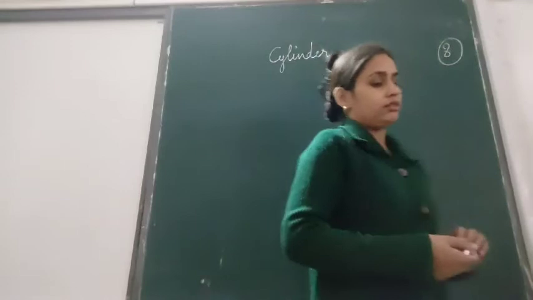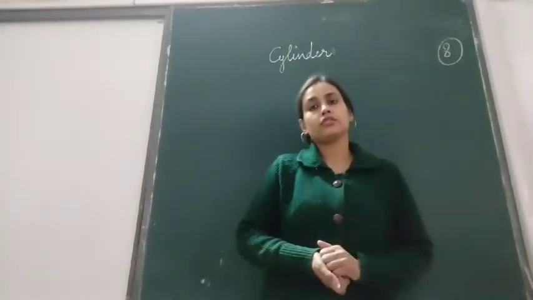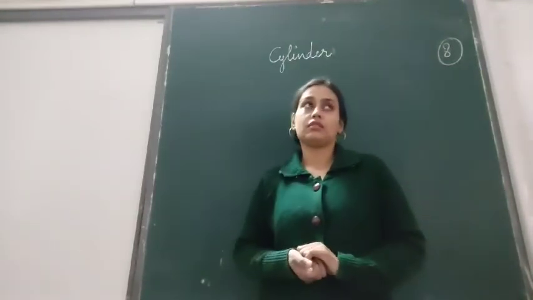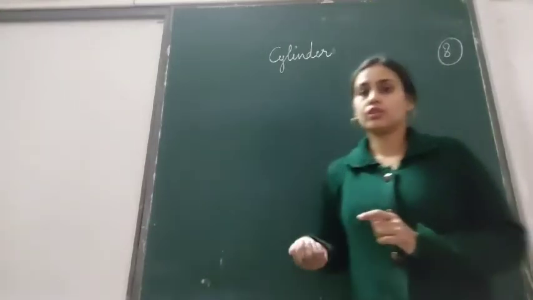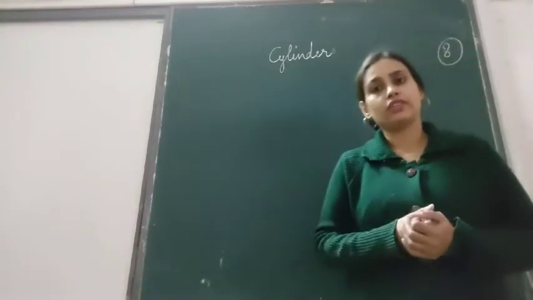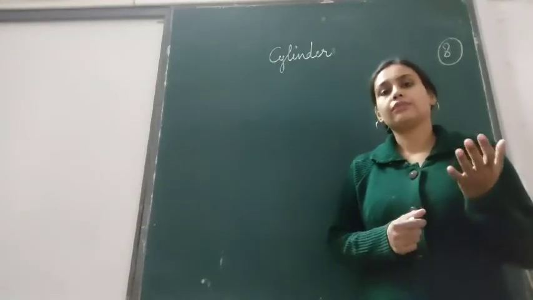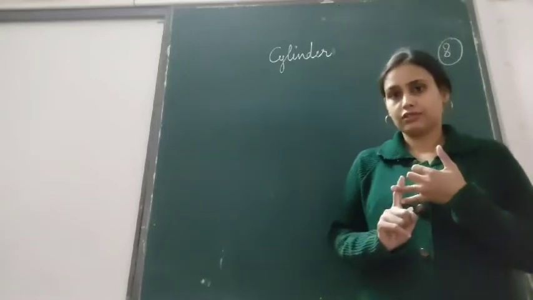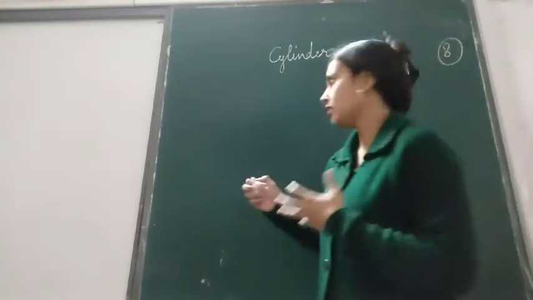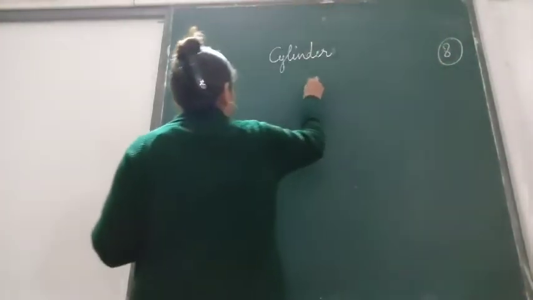Children, in our last class we completed the surface area, the total surface area that is, and the lateral surface area of the cuboid and the cube. Okay. Now today we are going to start with the cylinders, that is the total surface area and the lateral surface area. So let's start. Now let's see what is a cylinder.